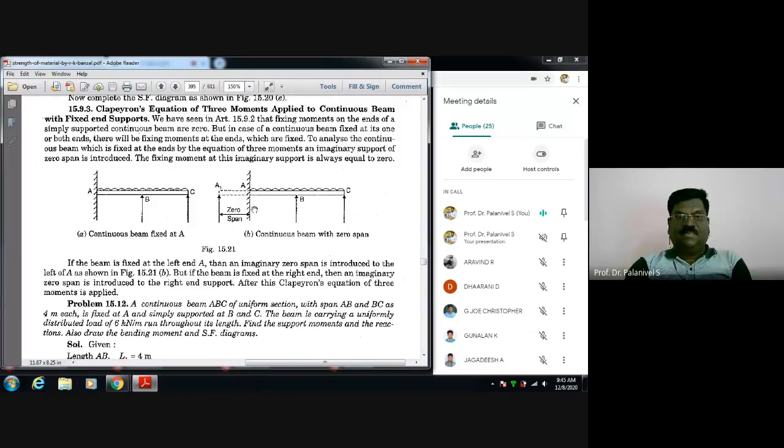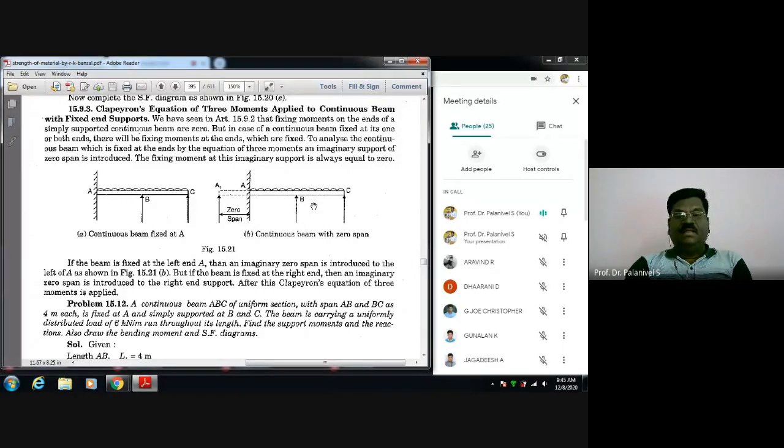I will repeat. First, consider spans A1A and AB, in other words beam A1AB, and apply the theorem of three moments. You will get one equation. Then take the other subsequent spans, AB and BC, in other words consider span ABC, and apply the theorem of three moments. You will get another equation. Totally, you have got two equations.